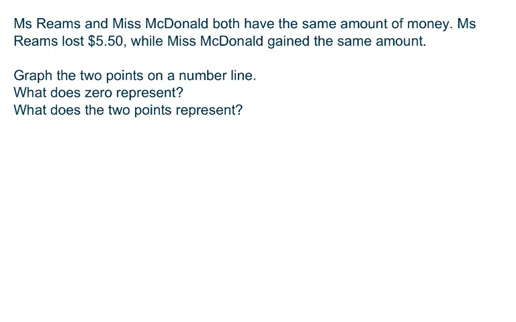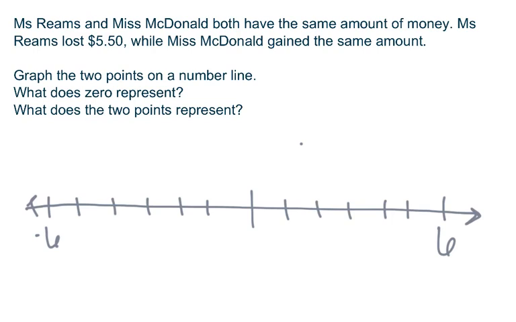Alright, our last example. Miss Reams and Miss McDonald both have the same amount of money. Miss Reams lost $5.50, while Miss McDonald gained the same amount. Graph the 2 points on a number line. What does 0 represent, and what does the 2 points represent? Let's start by graphing our 2 points.